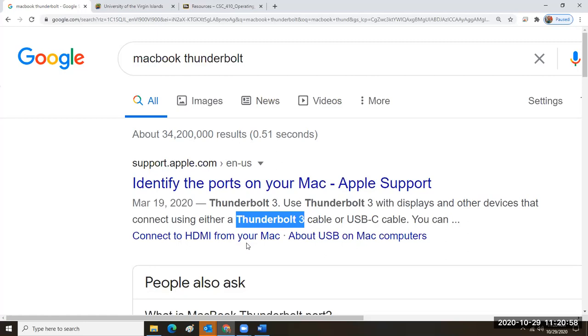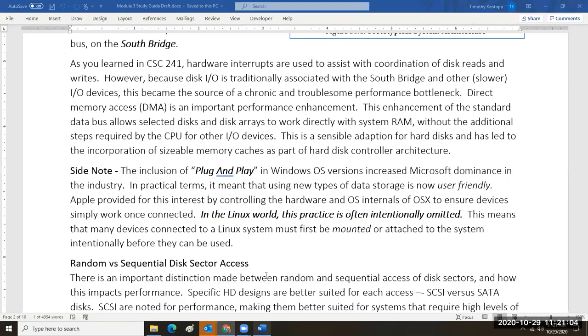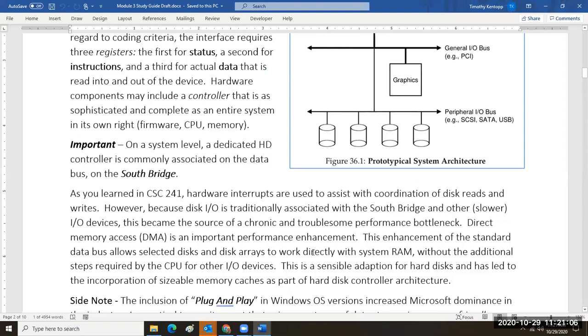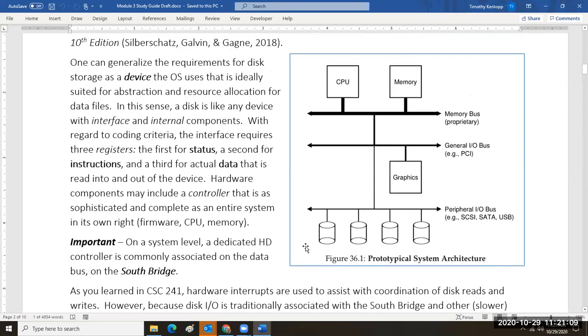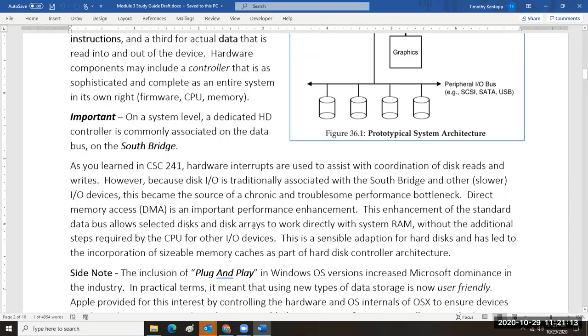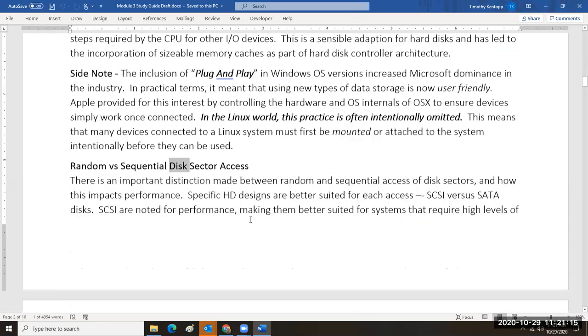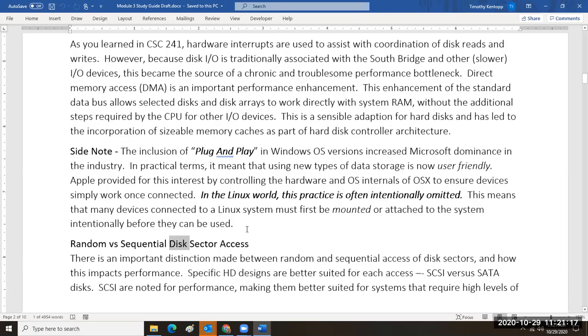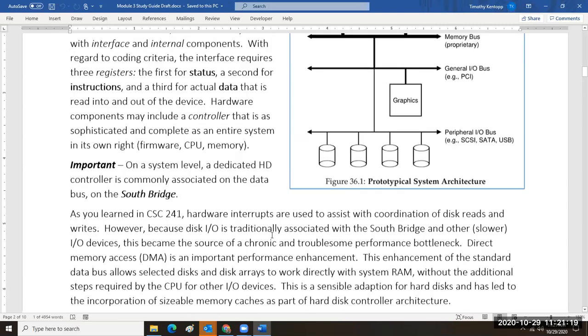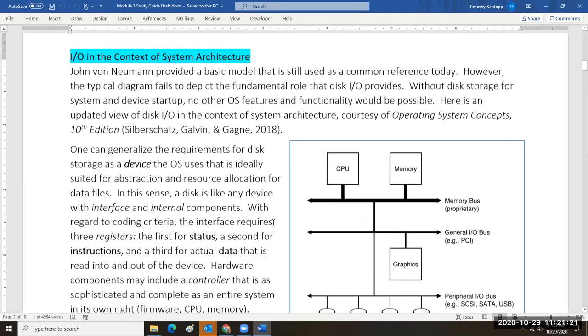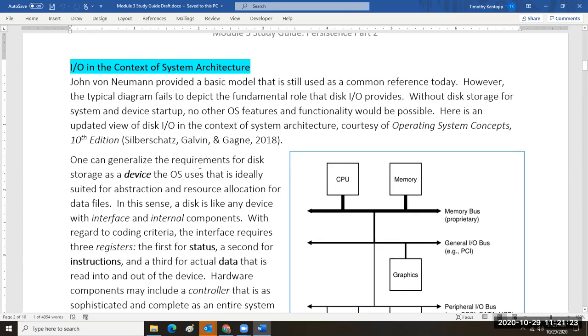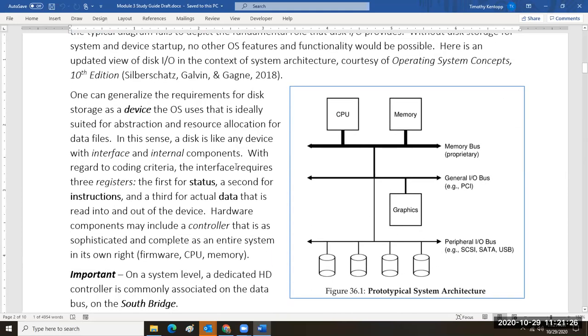So what we have is this trend in the industry to move disk storage further and further away, and there are trade-offs. So when we talk about the different types of disk sector, well, are there any questions about what we've talked about to this point? So IO in the context of system architecture.